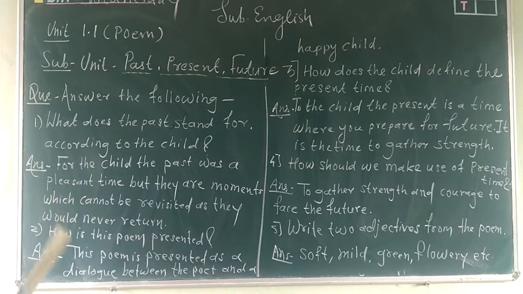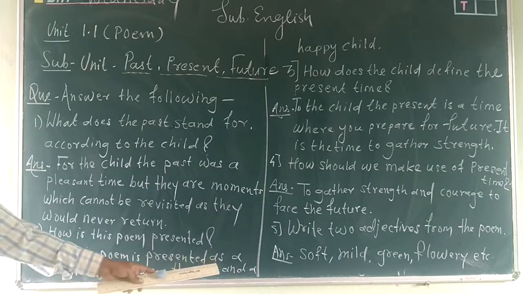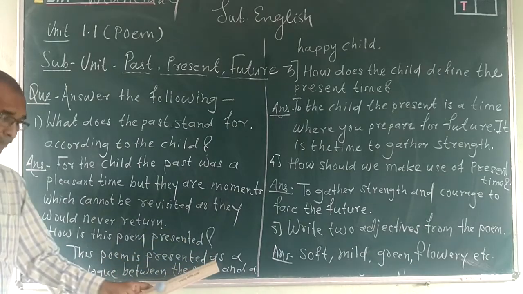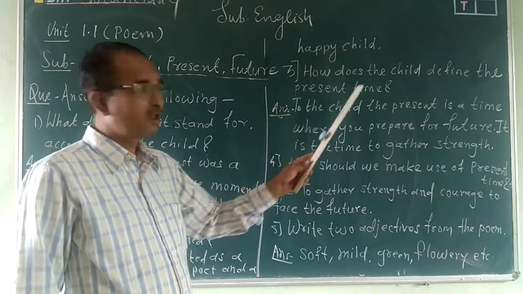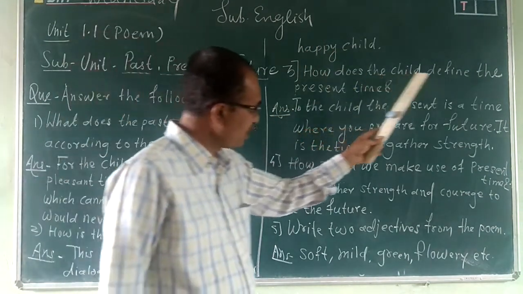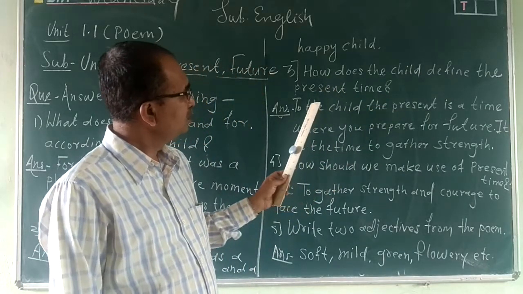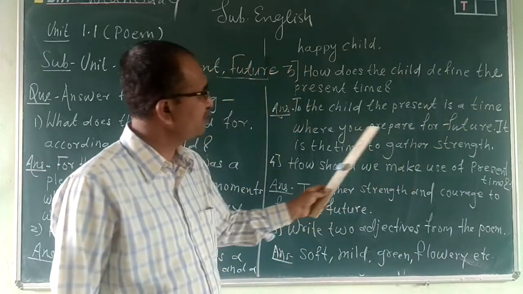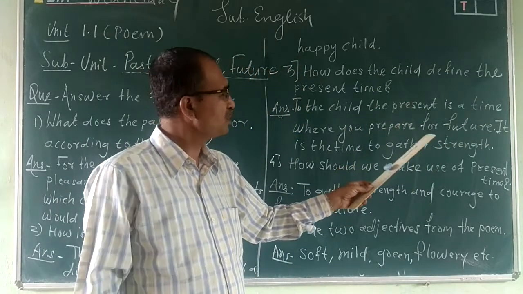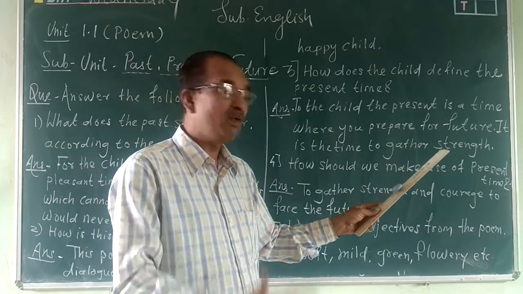Second question is there. How is this poem presented? This poem is presented as a dialogue between the poet and the happy child. Okay. Third question is, how does the child define the present time? To the child, the present is a time where you prepare for the future. It is the time to gather strength, power.